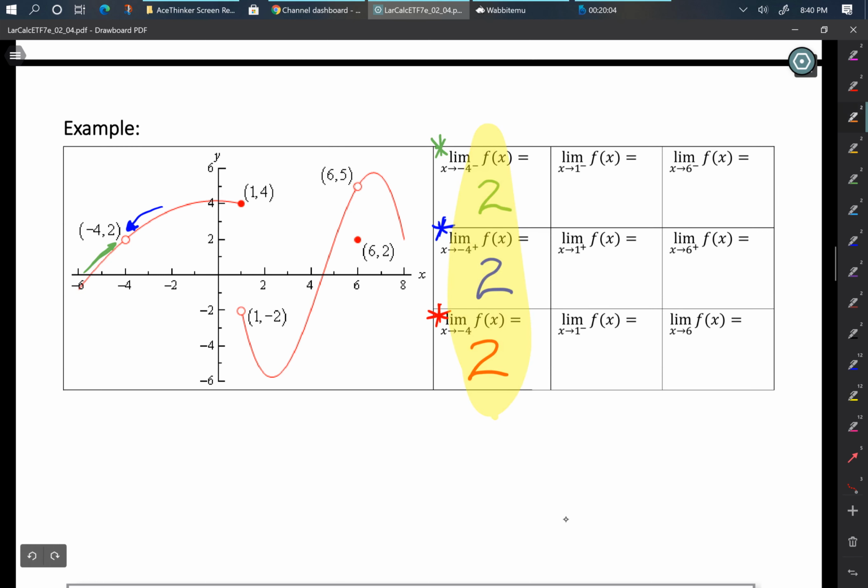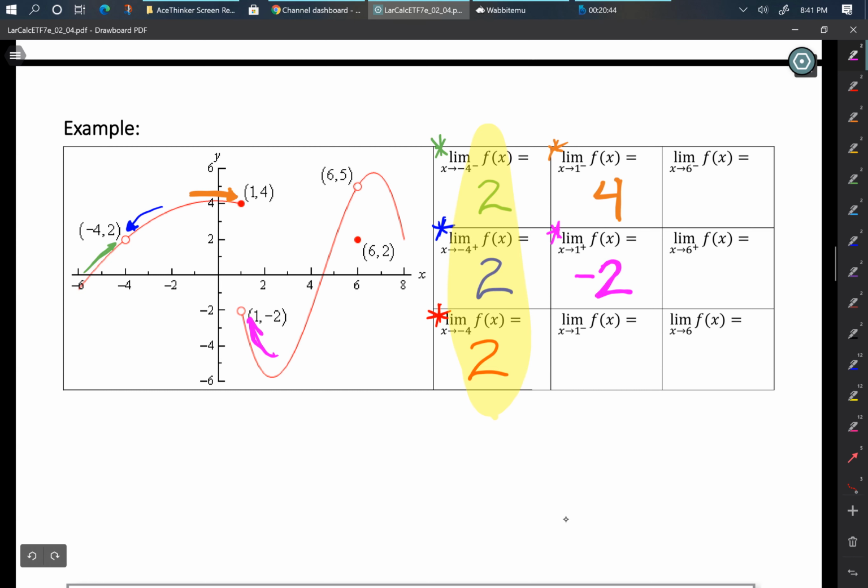All right, let's take a look at the next column. I'm taking a look at the limit of f of x as x approaches 1 from the left. So 1 from the left is coming in right here. And it looks like we have a y value that we're approaching of 4. Okay. One from the right. Well, we're down here now. So we're following that graph up, and it looks like we have a y value of -2.